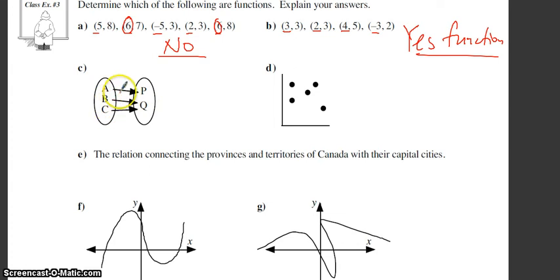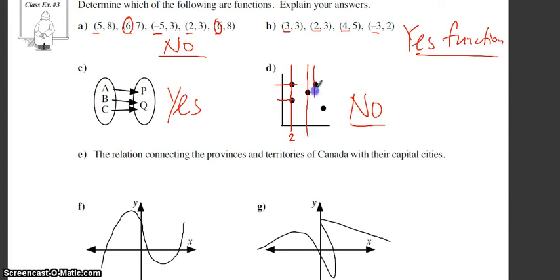For A, B, and C, each input only has one line, like there's no double arrow, right? There's only one line, so each one of them only has one output. So yes, it's a function. If you do the vertical line test for this input value, let's say it's a 2, there are two output values, so it's not.